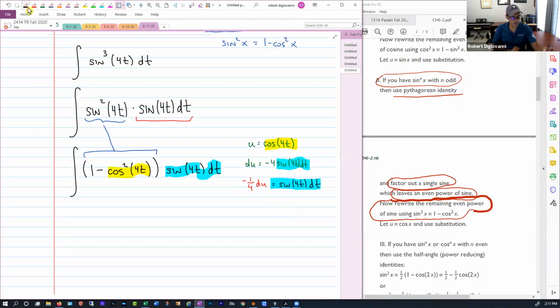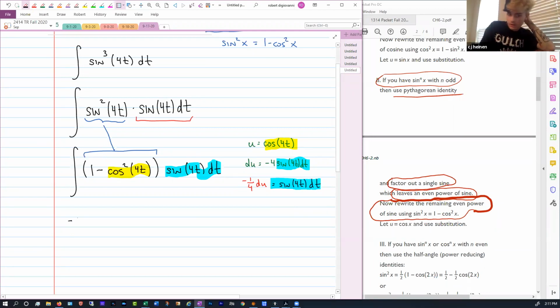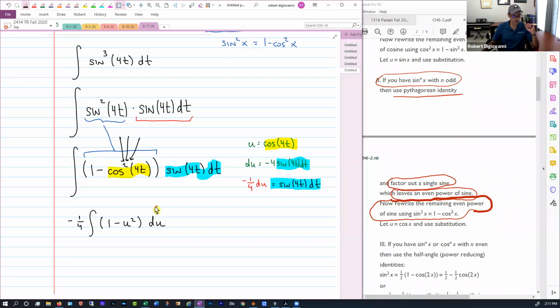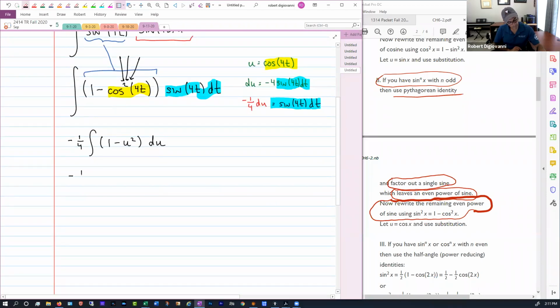It's rewrite the integral time. Who wants to tell me what the new integral is going to be? -1/4 integral 1 minus u times du. Close. 1 minus u squared. So don't forget that little squared on the cosine. Otherwise, that's perfect. And do we know the antiderivative of that? I hope we do. u minus 1/3 u cubed plus c. So I'm just using power rule on that.